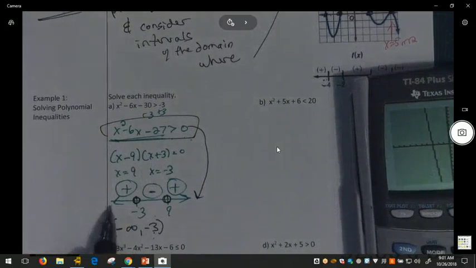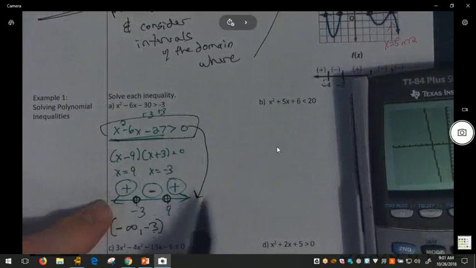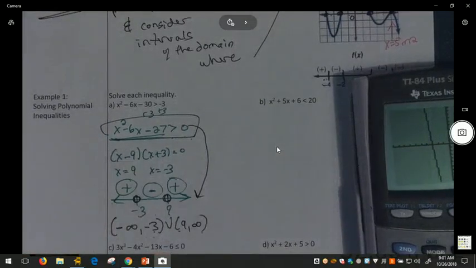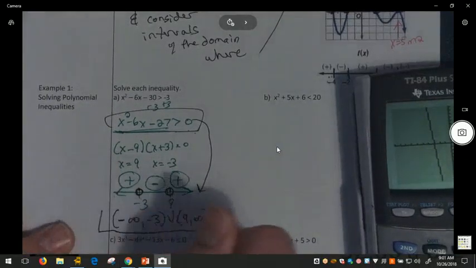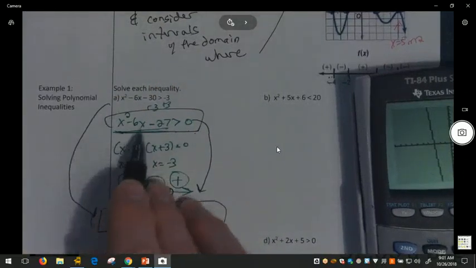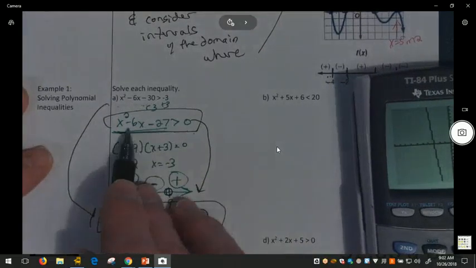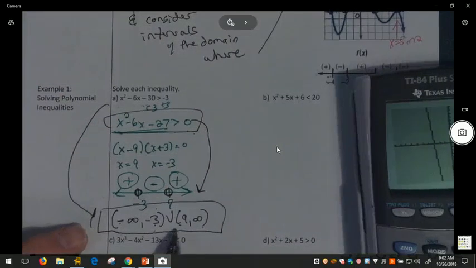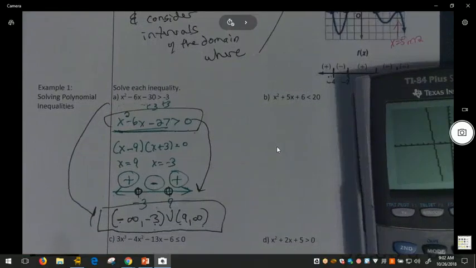So negative infinity up to negative 3, and then the graph is also positive from 9, not including 9, and everything to the right. So there's the domain interval for which this graph is solved. We have now solved this inequality. This inequality holds when the function is greater than 0, and that happens on these intervals for the values of x that will make this inequality true.